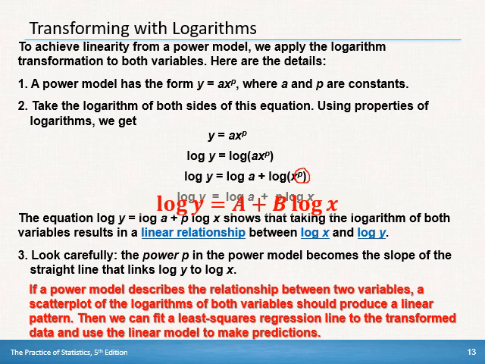So if the power model describes the relationship between two variables, a scatter plot of the logarithms of both variables should produce a linear pattern. All right, then we can fit the least squares regression line to the transformed data and then use the linear model to make a prediction.